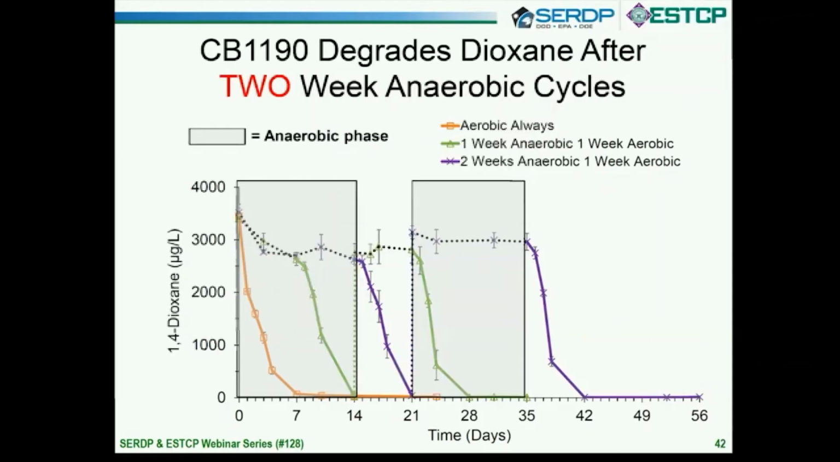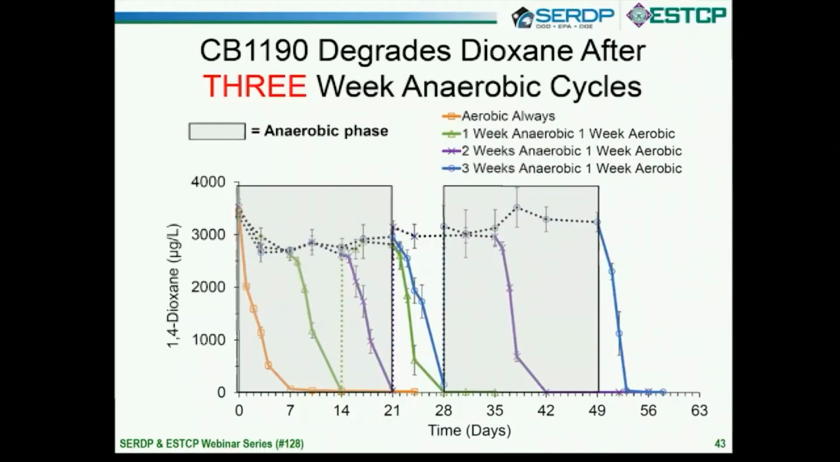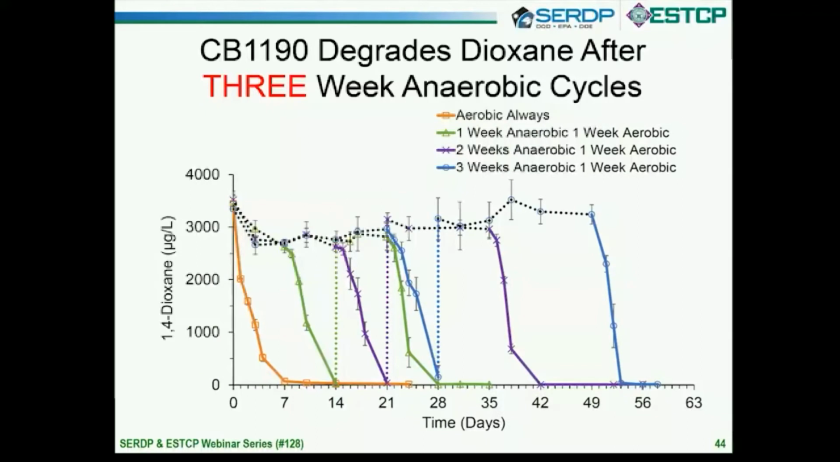Let's do this. 2 weeks anaerobic, 1 week aerobic, and those are the purple curves. So they hang in there, aerobically dioxane's degraded, but back and forth, there's no change in slope, there's no lag, there's no inhibition. 3 weeks anaerobic, 1 week aerobic, same story. Dioxane's not degraded anaerobically, but the culture is viable to go back and forth, toggling between aerobic and anaerobic conditions. And the same plot without the shaded region, so you can see the slopes.